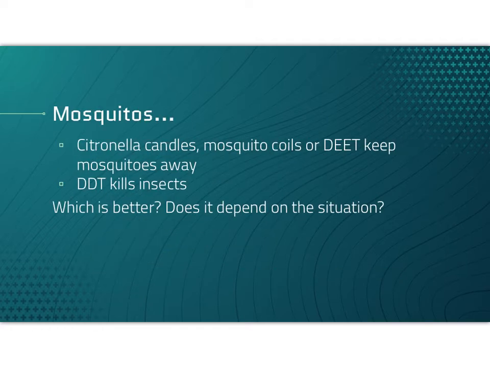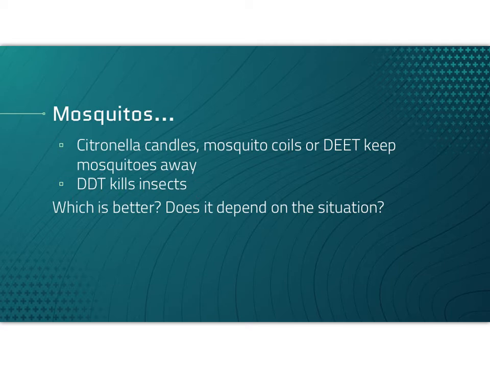Mosquitoes are a really common example that we'll use to talk about pesticides. So citronella candles, mosquito coils, or DEET, which is found within mosquito sprays, can keep mosquitoes away. This is not considered a pesticide. DDT, which is a pesticide, actually kills them. So it's kind of different in that this one just keeps insects away. This one will actually kill. This one is an insecticide.